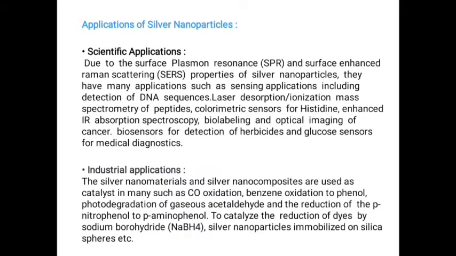Industrial applications. The silver nanomaterials and silver nanocomposites are used as a catalyst in many reactions such as CO oxidation, benzene oxidation to phenol, photodegradation of gaseous acetaldehyde, and the reduction of para-nitrophenol to para-aminophenol, to catalyze the reduction of dyes by sodium borohydride. Silver nanoparticles immobilized on silica spheres, etc.